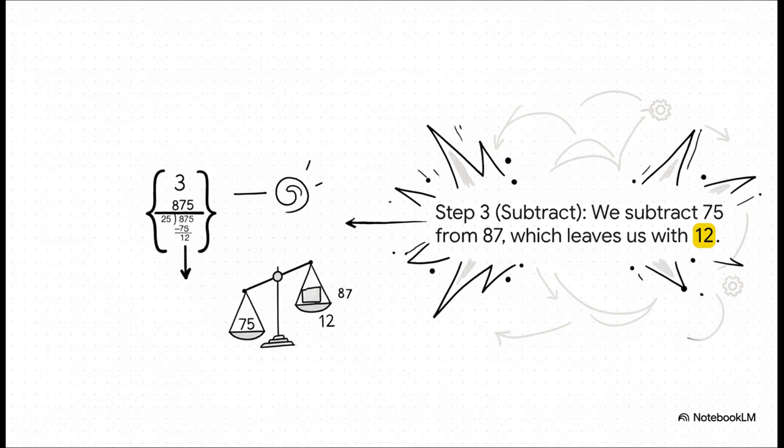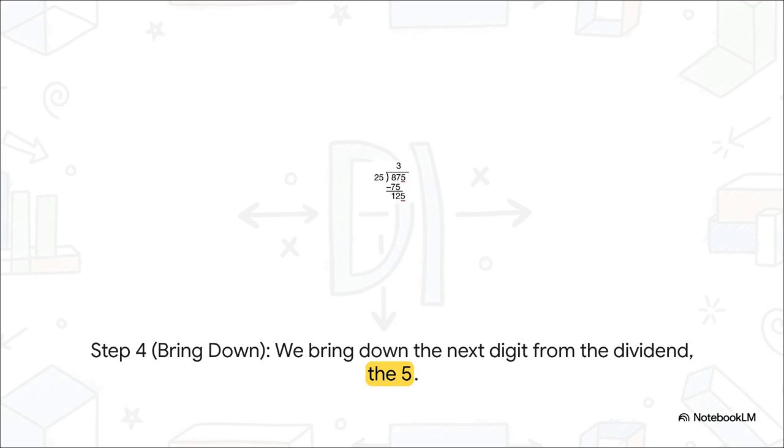And now for a really key step, subtraction. We just subtract that 75 from 87, and yep, that leaves us with 12. See? Simple. And to finish off our first go-around, we bring down the next number. That's the 5. So we bring it down next to the 12, making it 125. And guess what? We're all set up to start the cycle all over again.